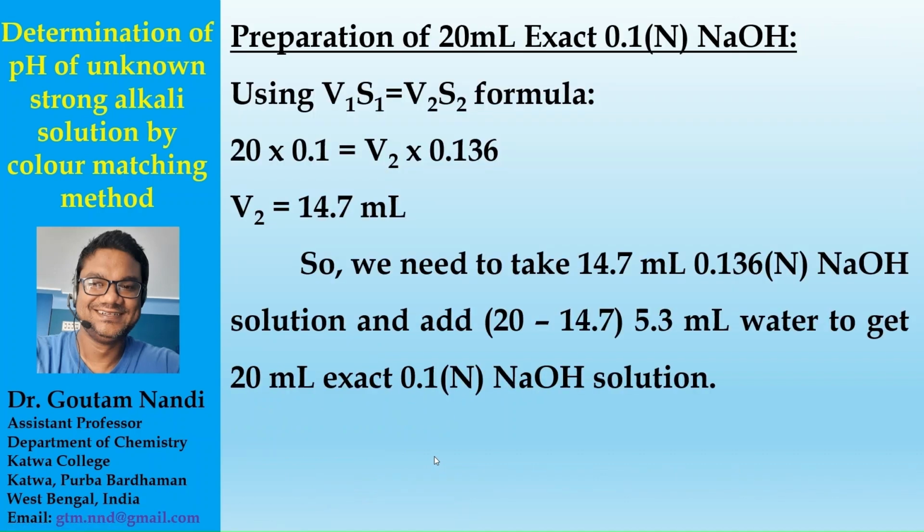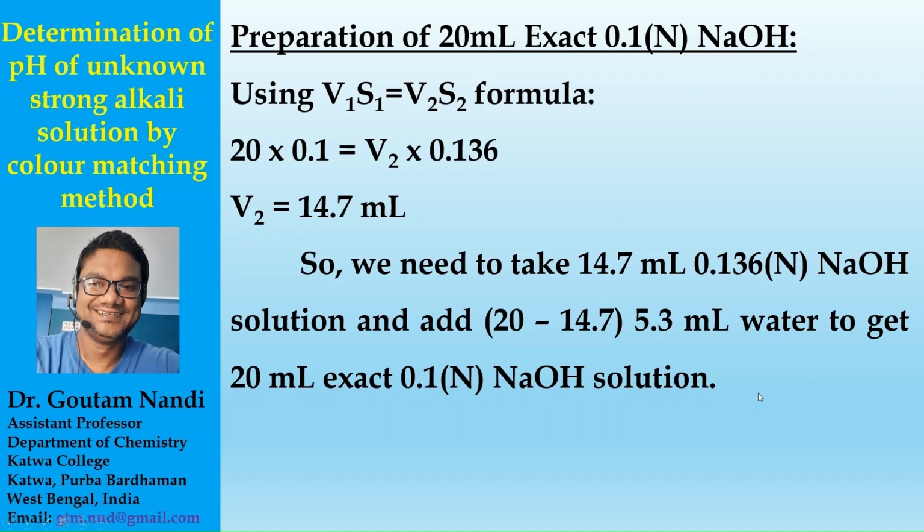So again we will do the V1S1 equal to V2S2 calculation, and we are trying to prepare 20 milliliter of exact 0.1 normal sodium hydroxide solution. That is on the left side, and on the right side the concentration is 0.136, that is the standardized value. So V2 comes out as 14.7 milliliter. So we will take 14.7 milliliter of the prepared sodium hydroxide solution, and we will add 5.3 milliliter of water to get 20 milliliter of exact 0.1 normal NaOH solution.